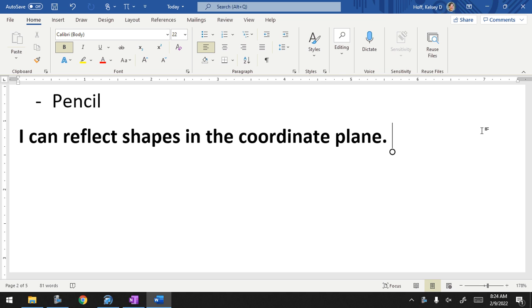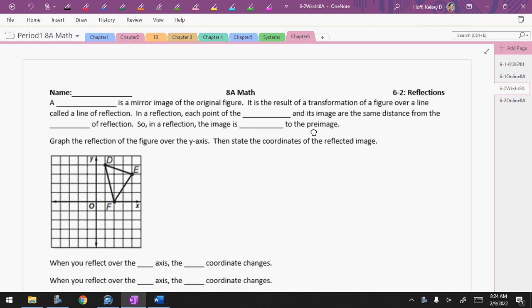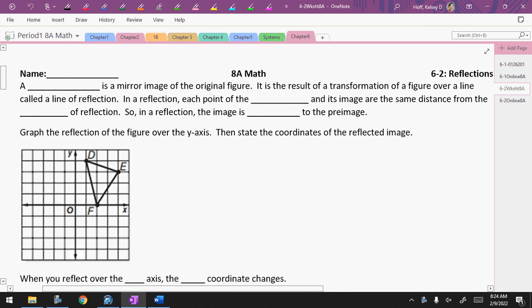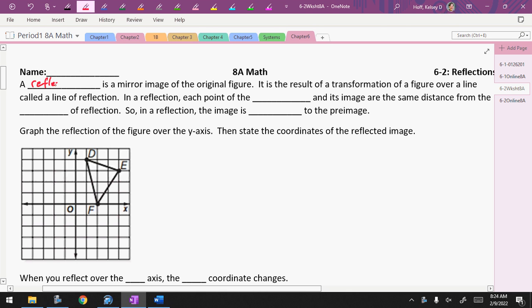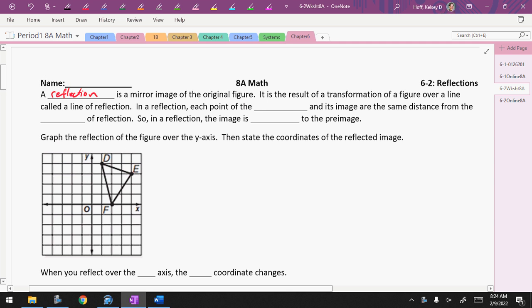So today we're going to move on to the next one, reflections. And reflections, a lot of times they talk about a mirror image. So let's fill in our note sheet. A reflection is a mirror image of the original figure. It is the result of a transformation of a figure over a line called the line of reflection.